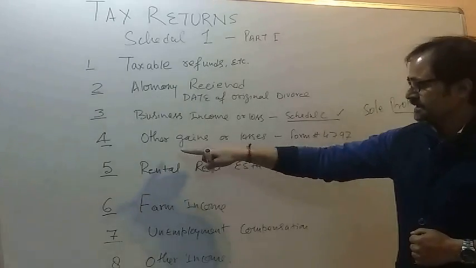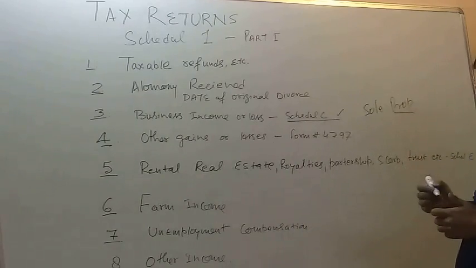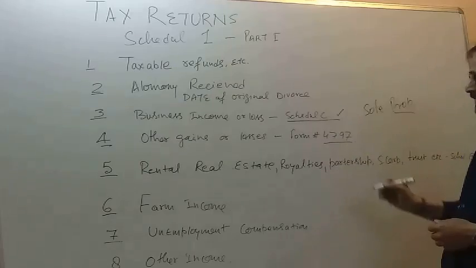Then the next is other gains or losses. Other gains or losses means Form 4797.